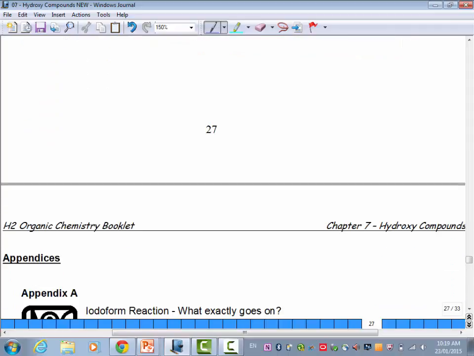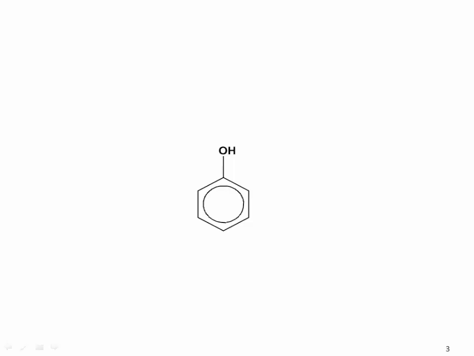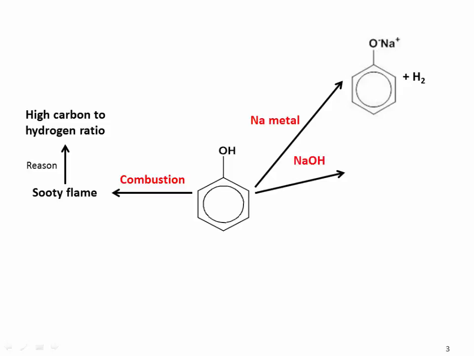So now, let me do a quick summary of phenol. Like any other organic compound, phenol can be combusted, but in this case, because of the high carbon to hydrogen ratio, the observation that you will notice is the presence of sooty flame. This particular observation also applies to benzene, when you try to combust benzene. And then we know that phenol can react with your sodium metal to form sodium phenoxide and hydrogen gas.